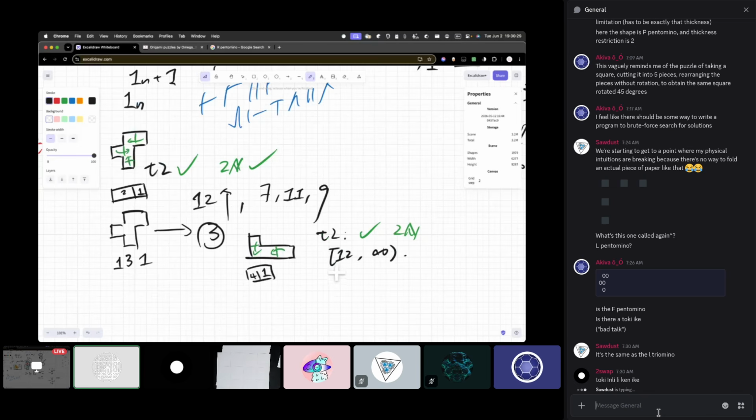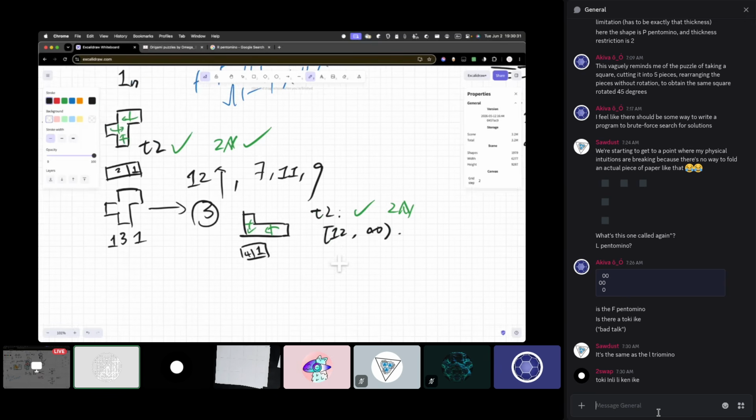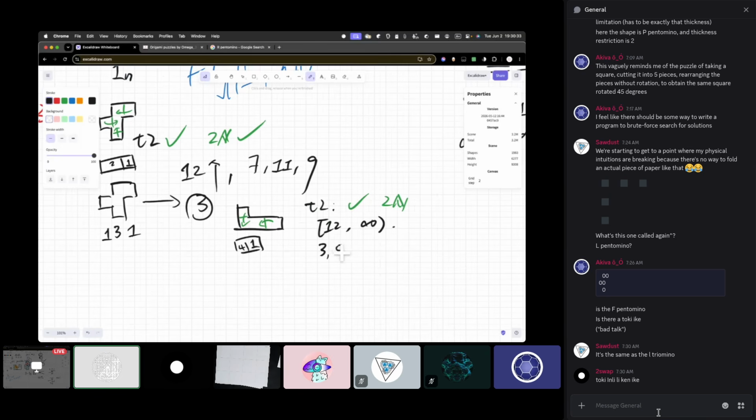Right? And that grants you everything 12 and up. So what do we have left? We have 3, 5, 7, 9, 11. Again, 5 we know because it's trivial, because it's a pentomino, and 9 because it's trivial from 4-1. Now we have 3, 7, 11. What do we think of that?